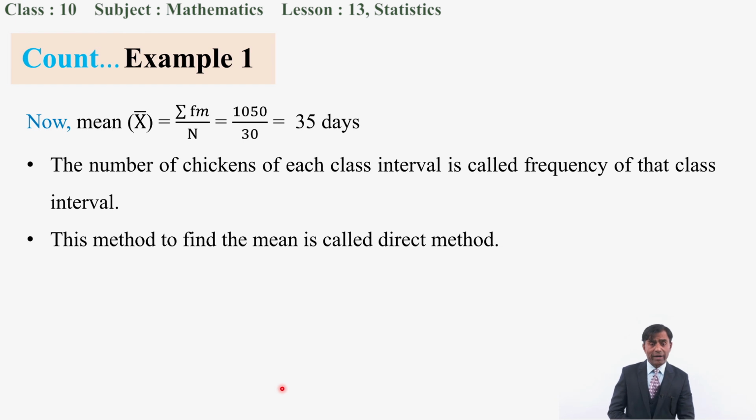The method to find mean is called the direct method. Which method we have used, that is called the direct method. Okay, after this, do you have another method also to find the mean for continuous series? Have you listened about another method? Do you know about another method? Surely. What is that another method? That is the assumed mean method.